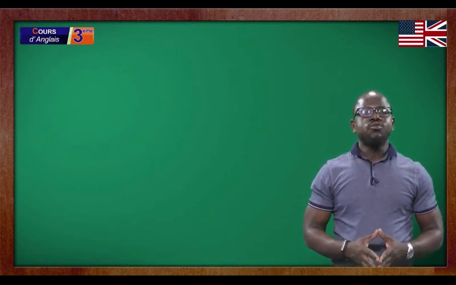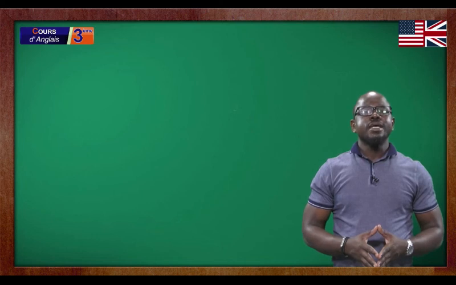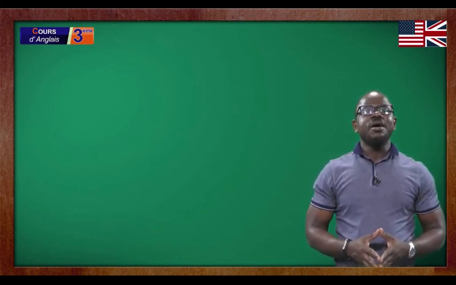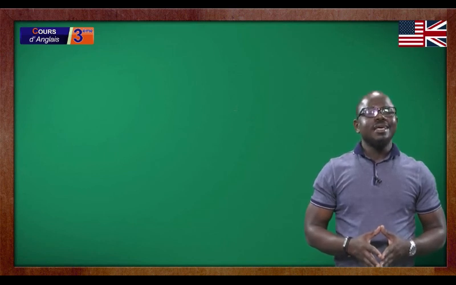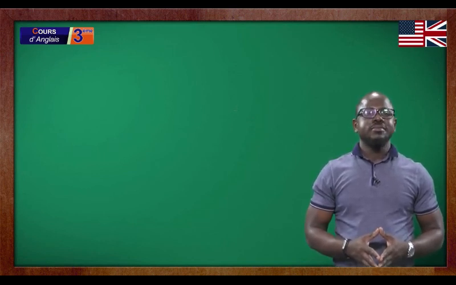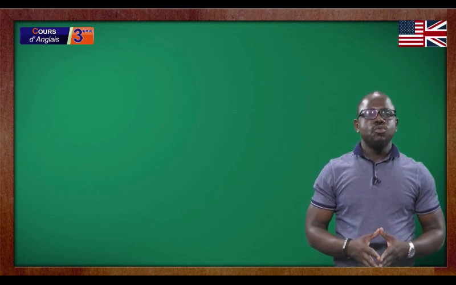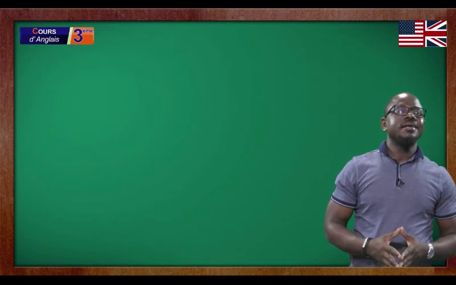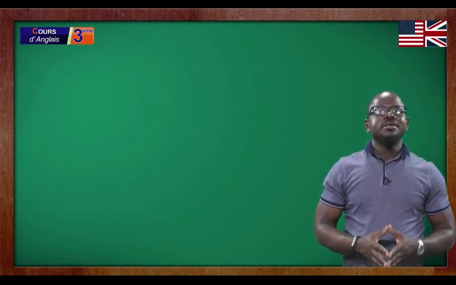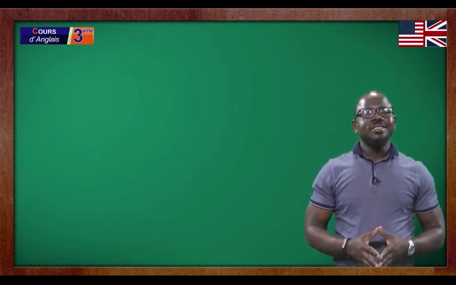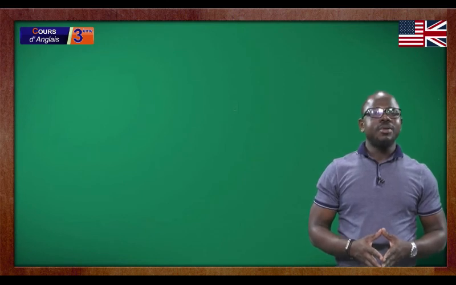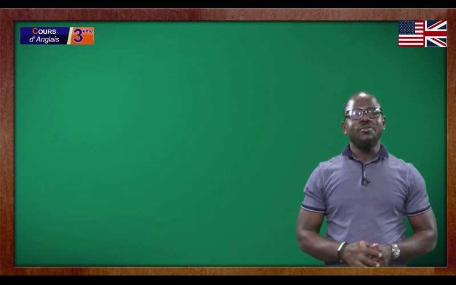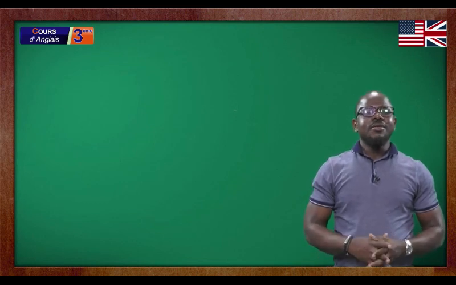Bears like to rub against a tree. Bears like to rub themselves against a tree. The bird washed by splashing in a puddle. The bird washed itself by splashing in a puddle. Good job, everyone. Now let's recap.